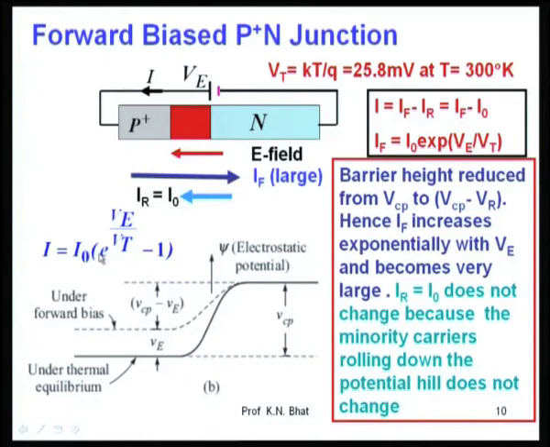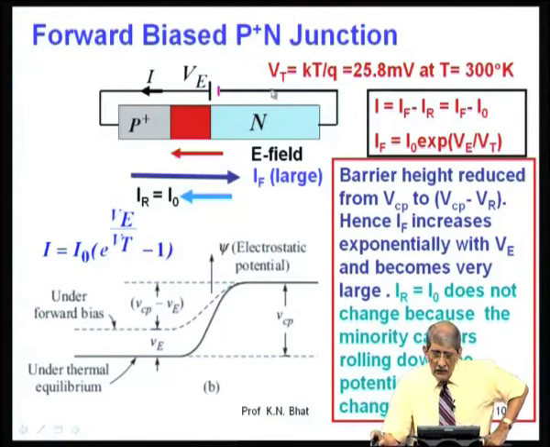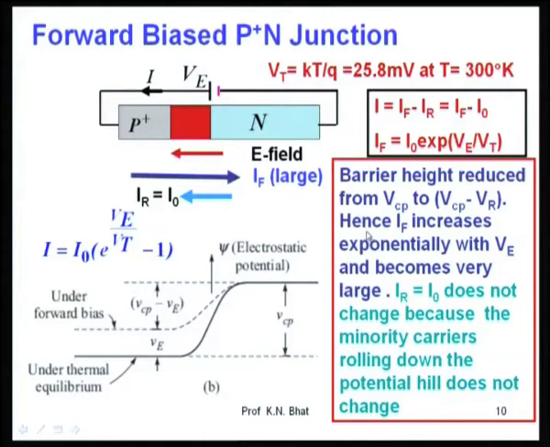So, in this direction you have I naught into e to the power of V by V t, and in the other direction that I naught is always present. So, net current flow from P to N is I naught into e to the power of V by V t, and right to left is I naught. Okay. So, all that I have written here: barrier height is reduced from V c p to V c p minus V e in this case, and I f increases exponentially with V e and becomes very large, and I r does not change. Whatever I have told is written here.